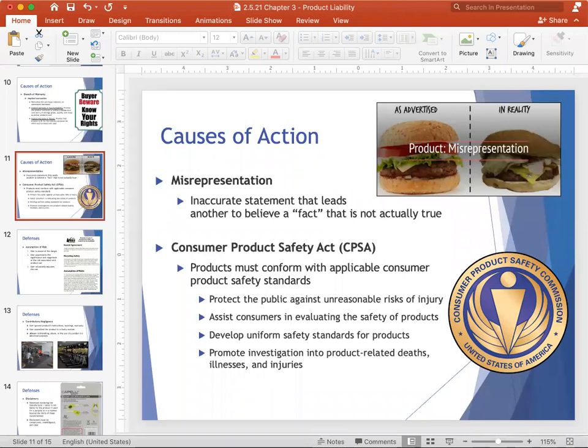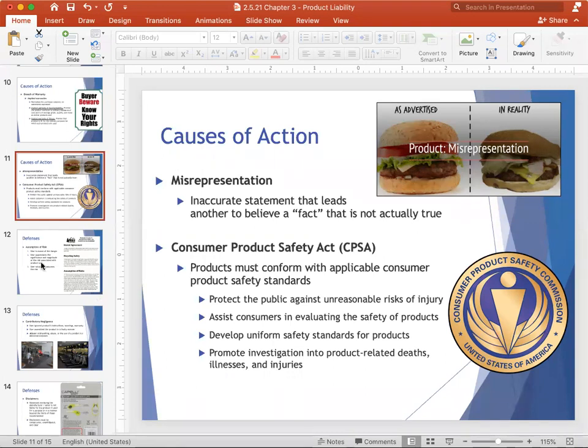The CPSA also maintains a national electronic injury surveillance system, which is a long way to say that they gather all information from hospitals related to any injuries associated with consumer products so that that information can be used to investigate potential product defects as well. It's a really great act.